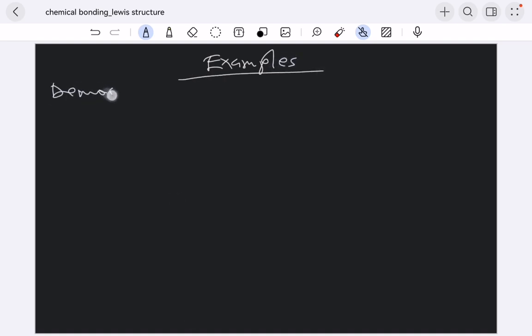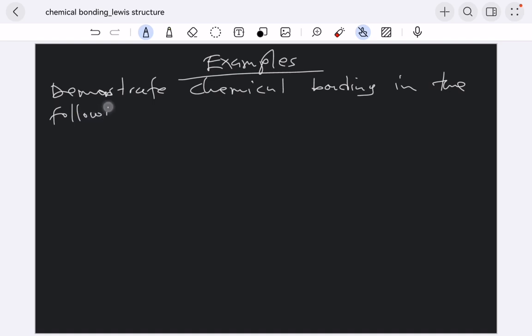So demonstrate chemical bonding in the following using a Lewis structure. Okay, so say example number 1, we are given H2O.